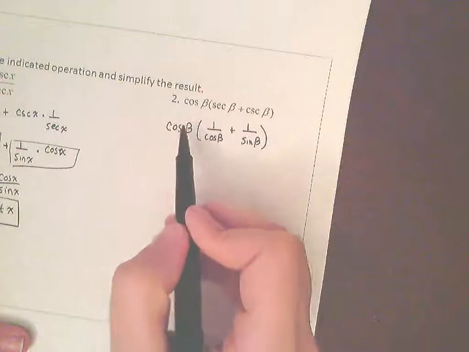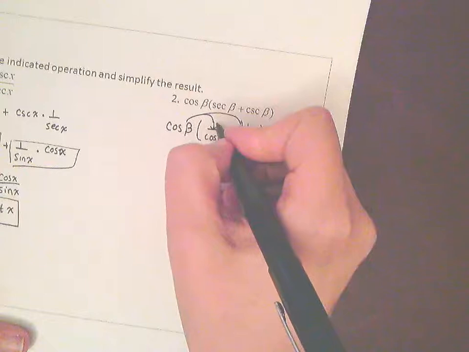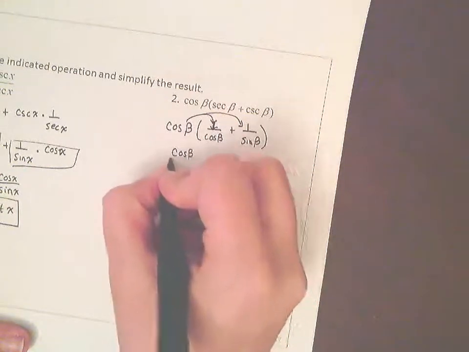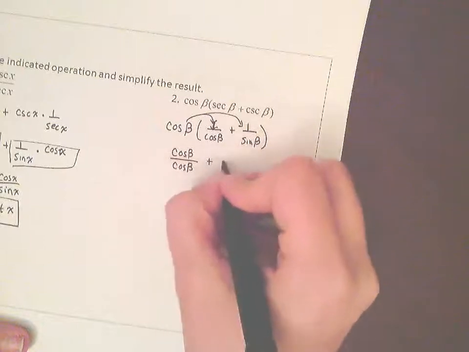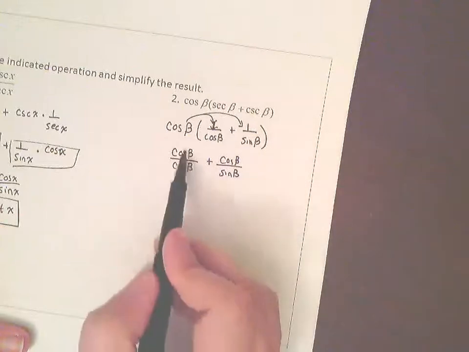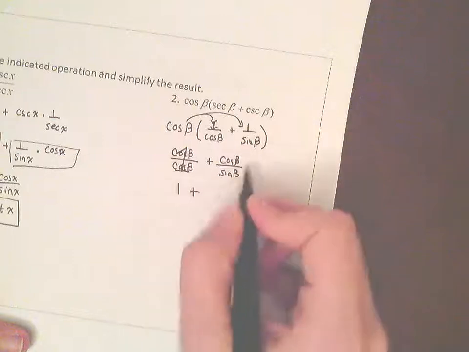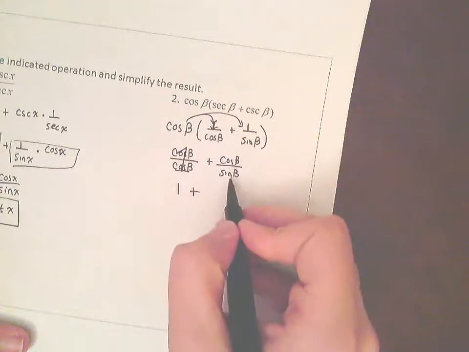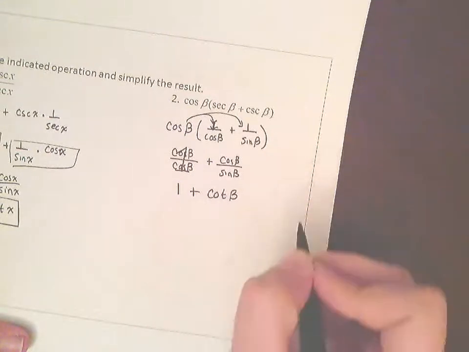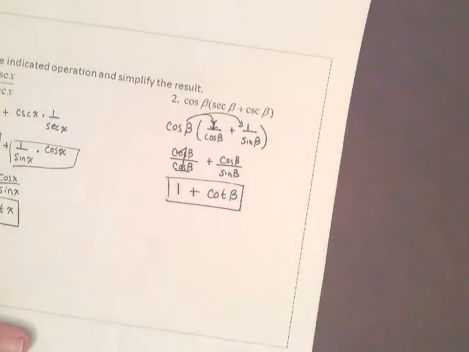And now, when I distribute this to everything, well, remember this is a 1, so when I distribute this, I end up with cosine of beta over cosine of beta plus cosine of beta over sine of beta. So what happens whenever you divide something by itself? It turns into a 1. And we know that cosine of beta over sine of beta, based on my quotient identity, is cotangent of beta. And that is as far as I can take this. Done.